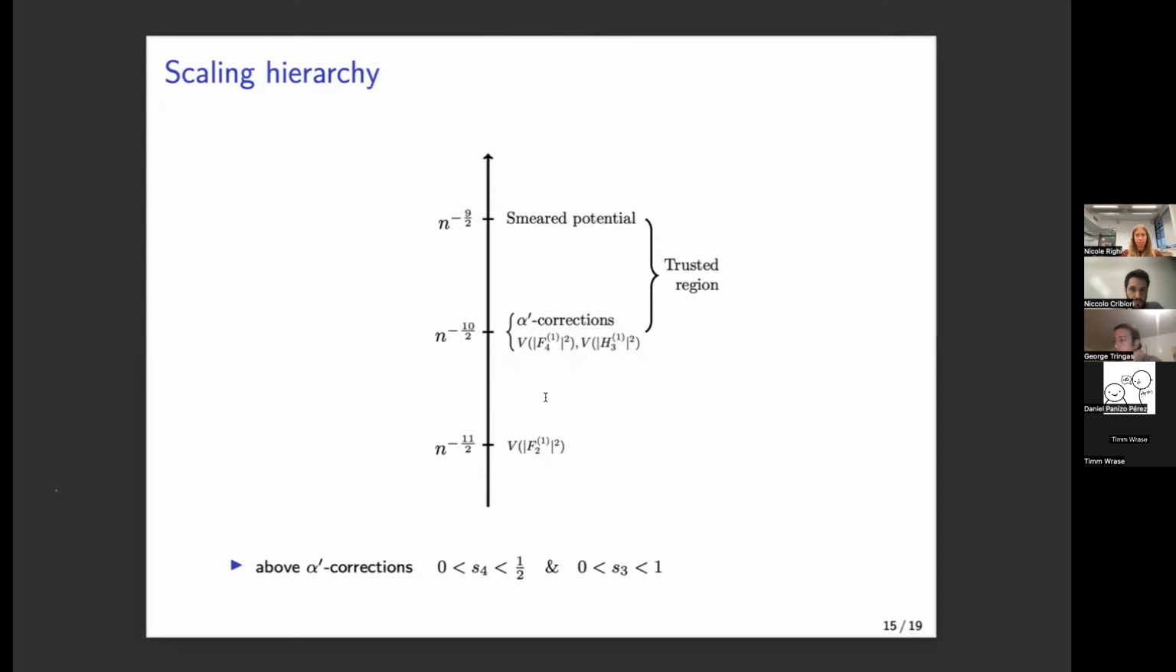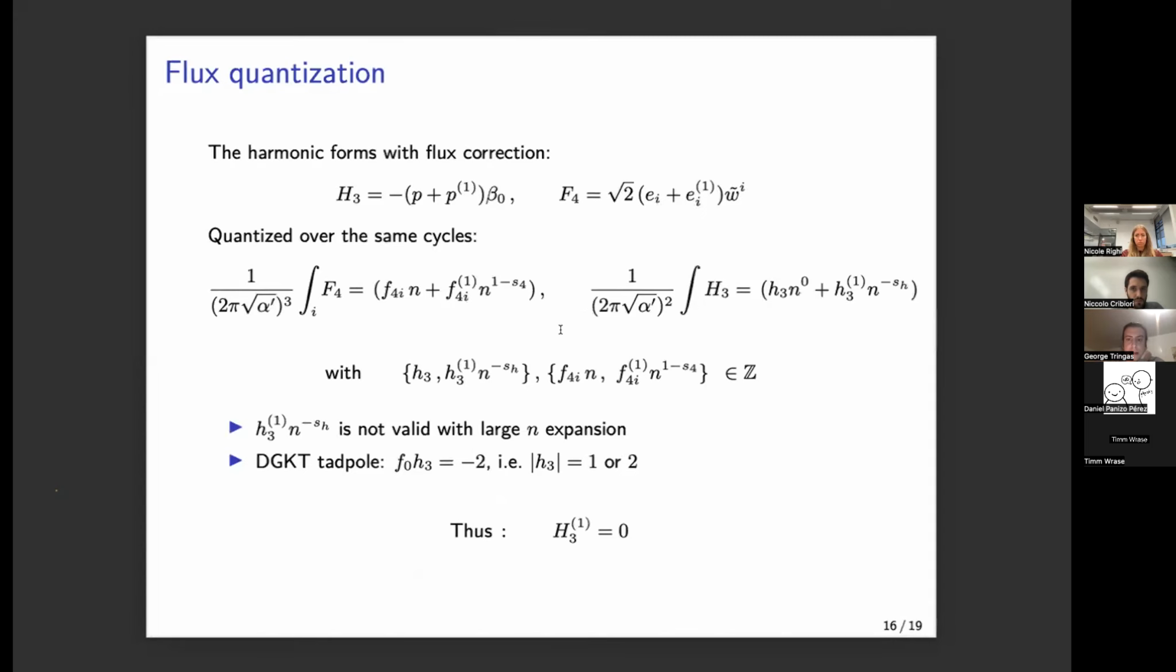Okay, so a few slides before, we required our forms to be harmonic. And we want to check what happens with flux quantization in this case. We knew that the smeared fluxes were harmonic, but we also required the corrected fluxes to be harmonic, and this means that they will fill the same cycles. We go and perform the quantization. Okay, so this is the smeared flux, and this is the correction where we have also this freedom for the scaling. Still, the exponent of this term remains positive.